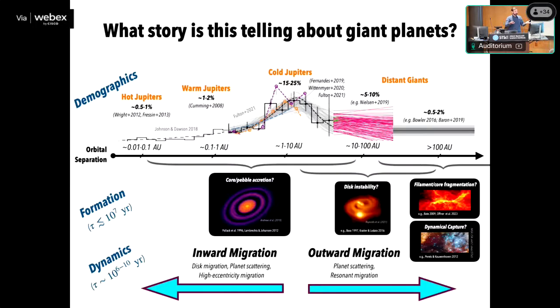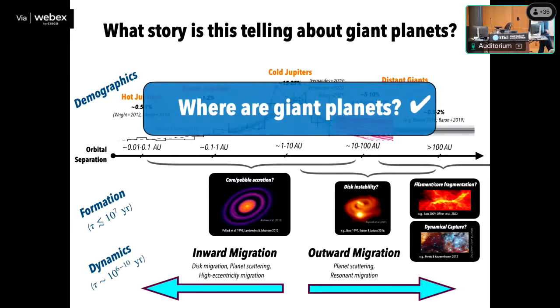Then this is convolved with migration, right? So we have inward migration through different mechanisms: disk migration, planet scattering, high eccentricity migration with a third object, or outward scattering, or outward resonant migration. This is a really hard and challenging set of conditions and mechanisms that we're all trying to sort out. But we can marginalize over these details and at least show this first crack here at this radial distribution function.